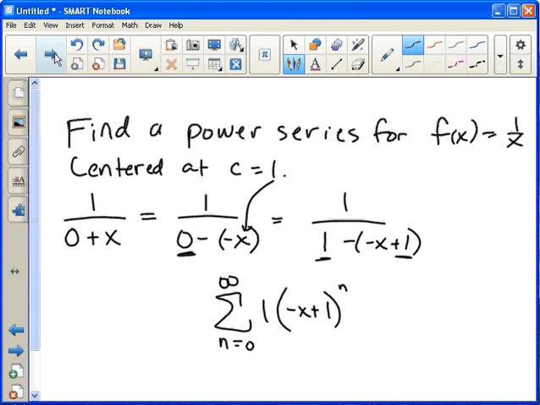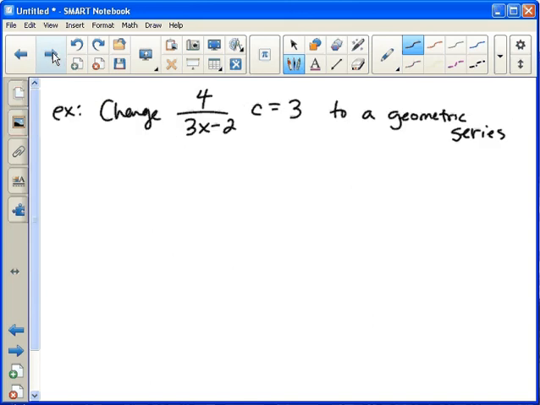Next example. Change 4 over 3x minus 2 to be centered at 3. So we want to put this as a geometric series. Alright, first step, number then variable. So I rewrite the bottom to be negative 2 plus 3x. Don't forget to keep your signs the way they are. That's a positive 3x and a negative 2, so even if you write in the opposite order, it's still got to be a negative 2 and a positive 3x. Next step, we need to change it to a minus, so we make it minus negative 3x.